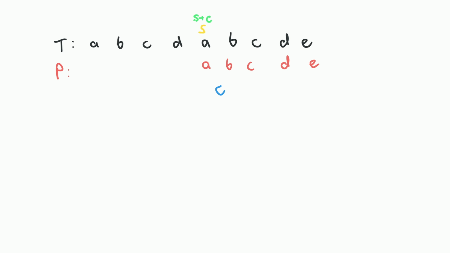So now A with A, B with B, C with C, D with D, E with E.